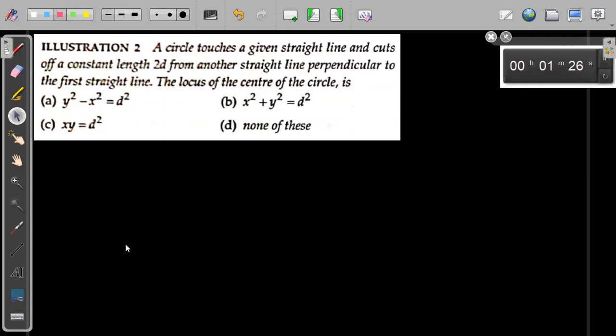A circle touching a given straight line and cutting off a constant length 2d from another straight line perpendicular to the first straight line. The locus of the center of the circle is?